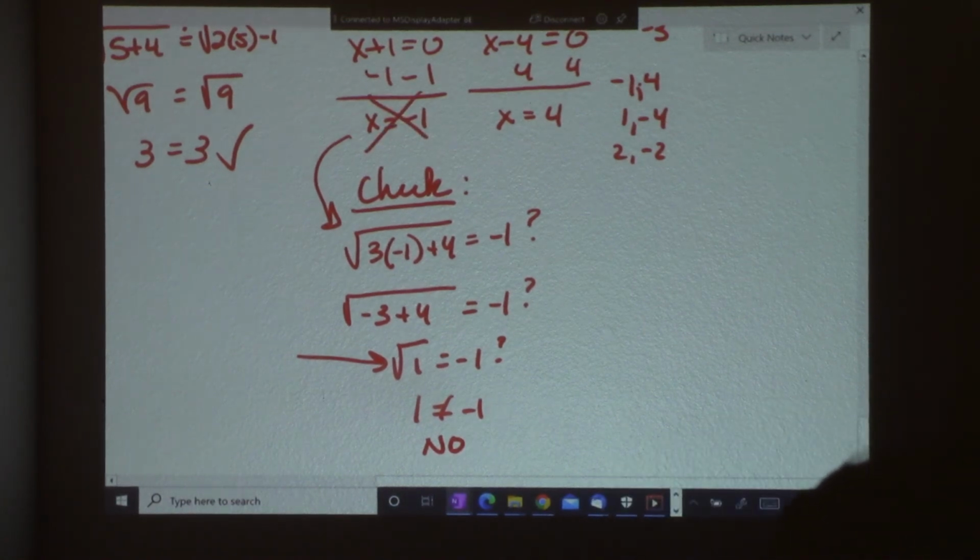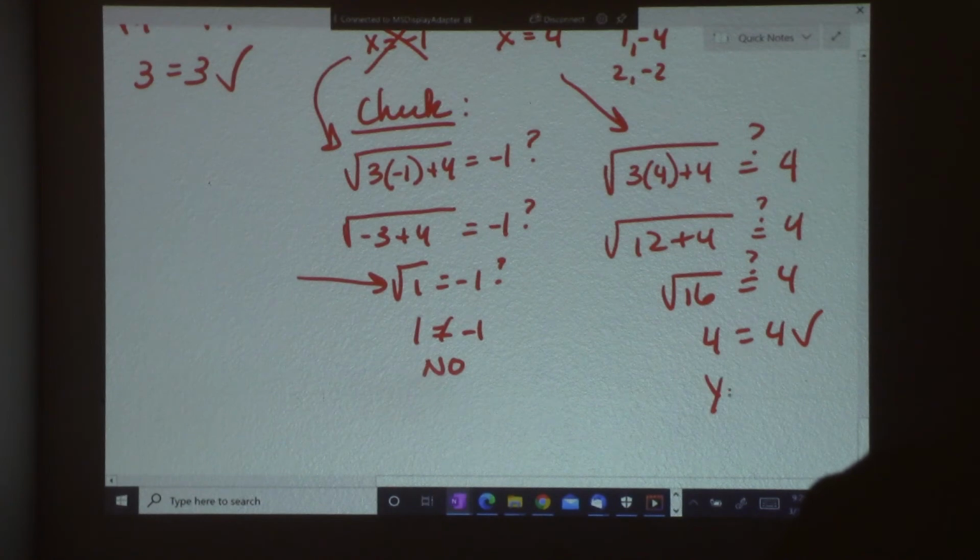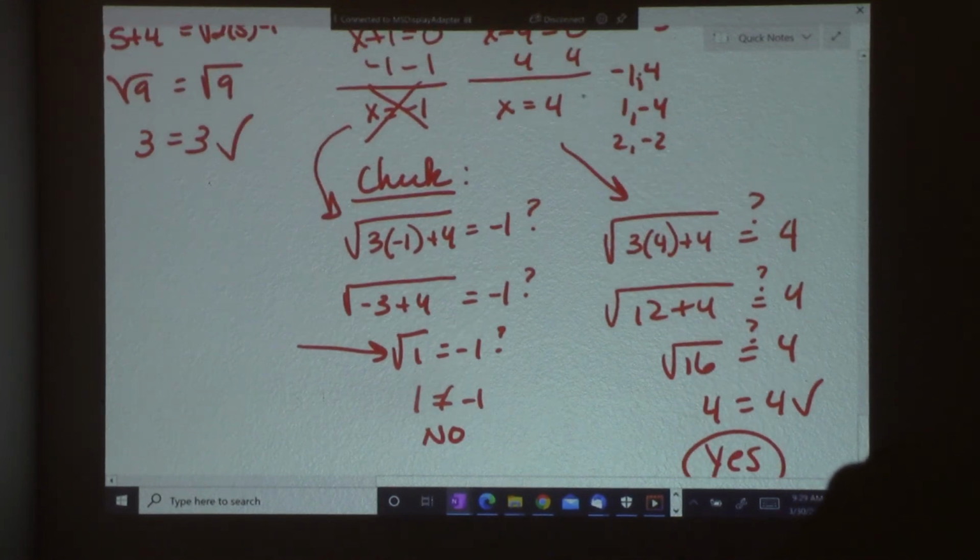Let's try 4. 3 times 4 plus 4. Let's see. Sorry about that. Let me try that again. 3 times 4 plus 4. Does that equal 4? 12 plus 4. The square root of 16. Does that equal 4? Yes. So my answer is only 4.